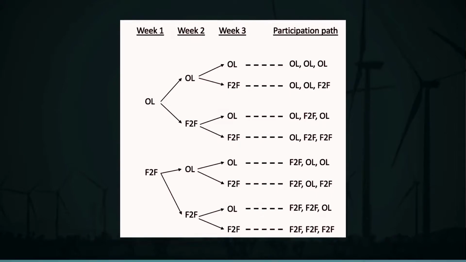Here are all the possible participation paths for students. In week 1, they can attend online or face-to-face. In week 2, a student who attended week 1 online can decide to attend online again or come to class face-to-face. Similarly, a student who attended week 1 face-to-face can decide to attend face-to-face again or do it online, and so on and so forth.